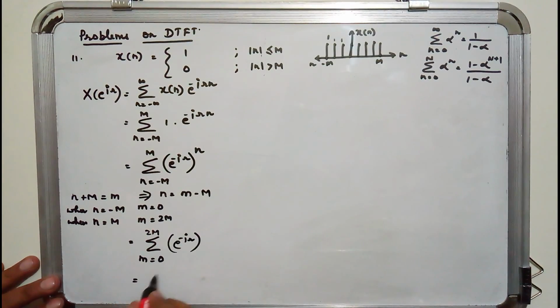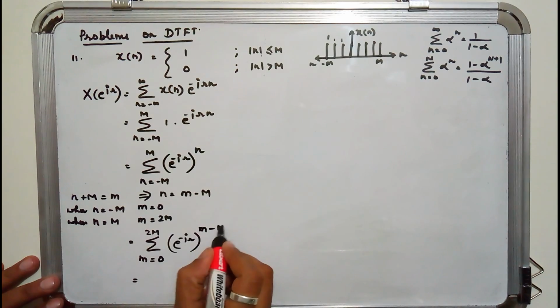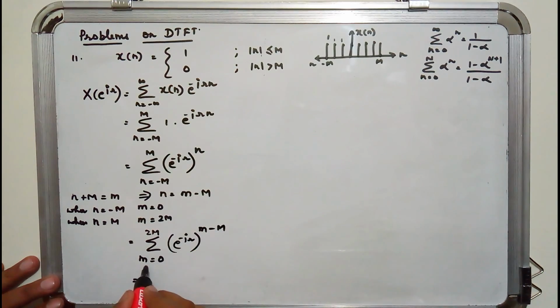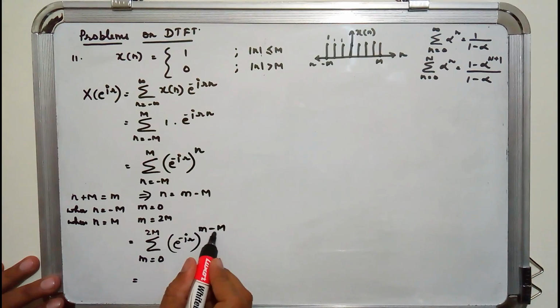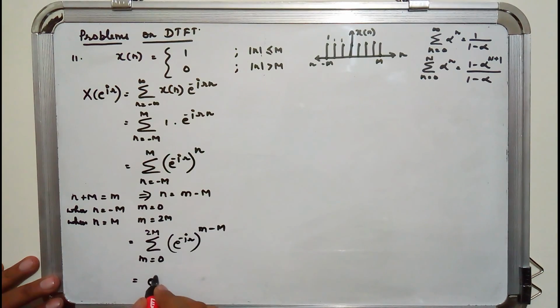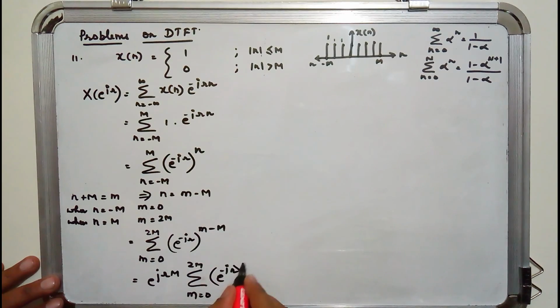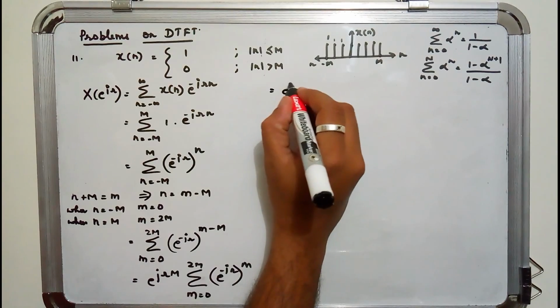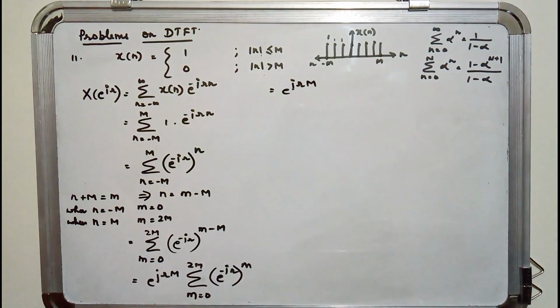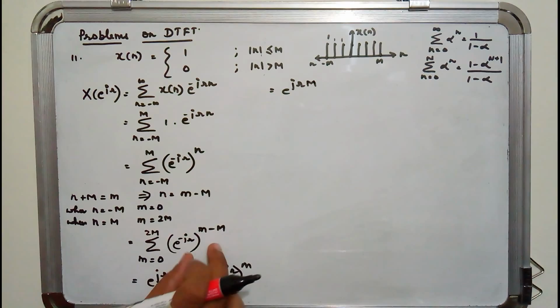So I'll be getting m minus capital M. Now the summation is on small m, so e raised to the power capital M is a constant, so I can take it out. So it will be e minus and minus, so I'll be getting plus. So it is e power j omega M, summation m is equal to 0 to 2M, e power minus j omega m. Now this would be e power j omega M. This is the term which I have got by converting these two terms.